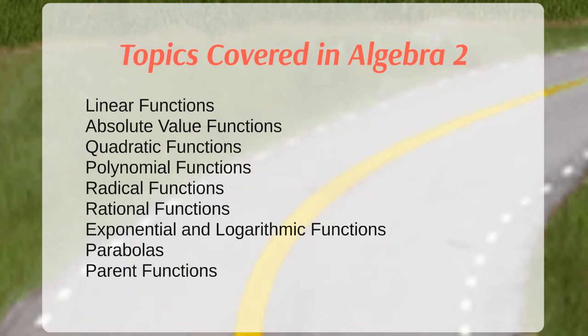Here are some of the topics that are covered in Algebra 2. Linear functions, absolute value functions, and quadratic functions are all revisited from Algebra 1. They are spiraled and added onto. Polynomial functions, radicals, rationals, exponential, and logarithmic functions will be new for the most part. We end with the parent functions, which summarizes all the functions that are covered.